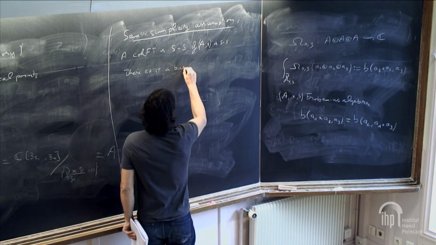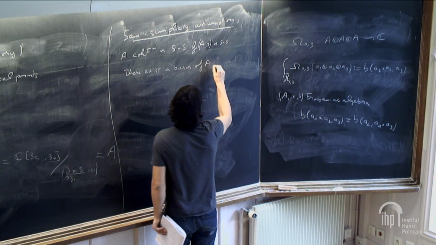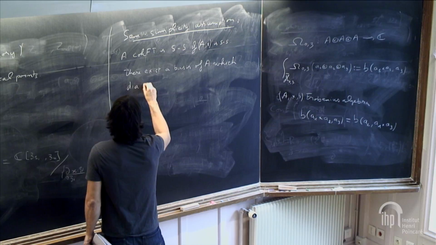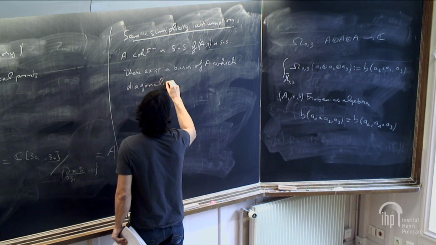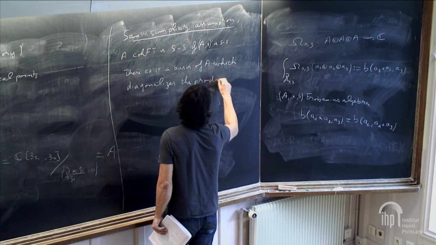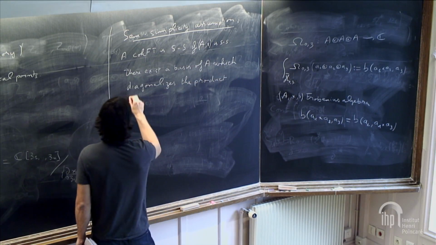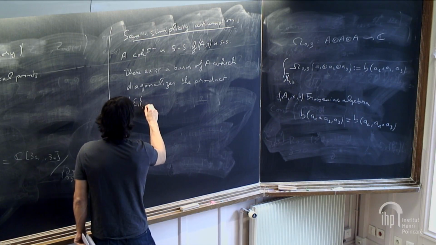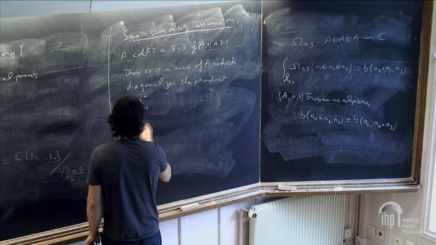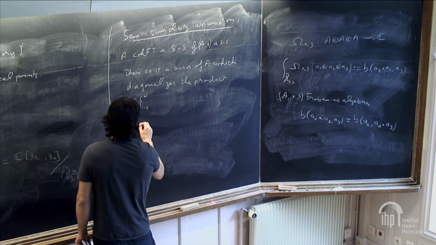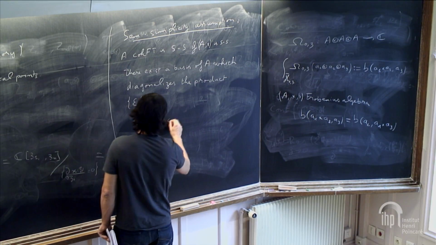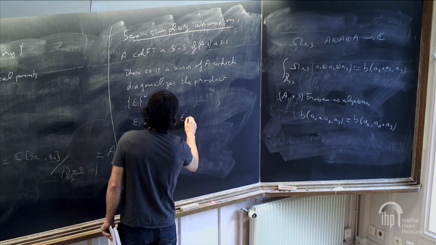It means that there exists a basis of A which diagonalizes the product. So let's write epsilon i, i from 1 to n, this basis. It means that I have a basis where epsilon_i epsilon_j is equal to delta_ij epsilon_i.